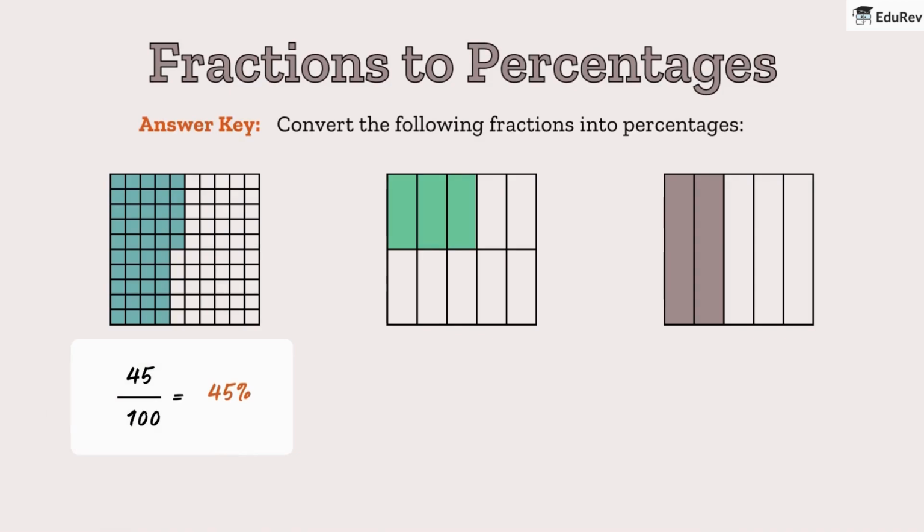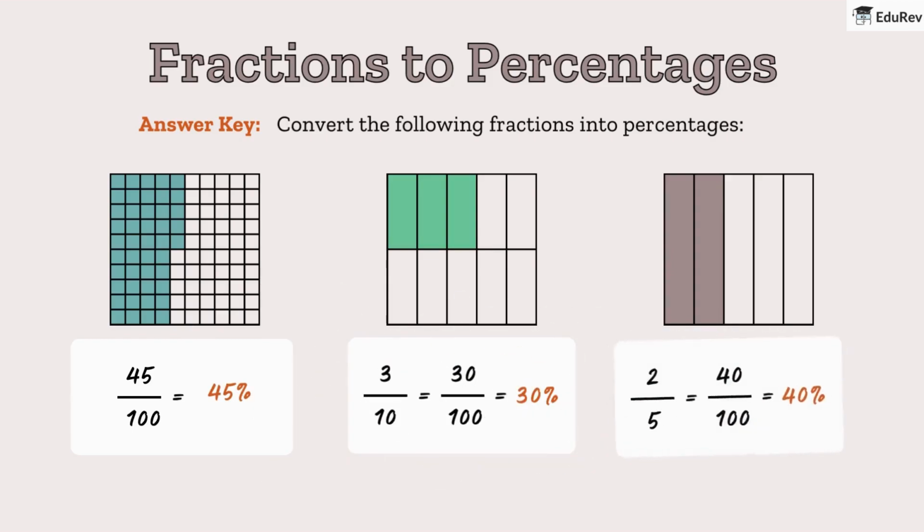Answer key. For first case, 45 by 100, the answer will be 45%. For second case, 3 by 10 can also be written as 30 by 100, which makes it 30%. For third case, 2 by 5 can be written as 20 by 100, that is 40%. Just remember, make the denominator equal to 100 by multiplying the same number in the numerator and denominator, both.